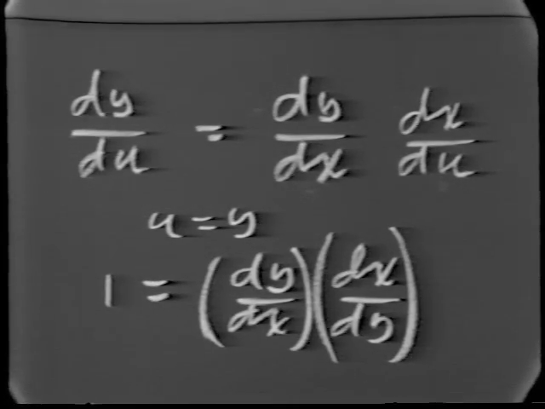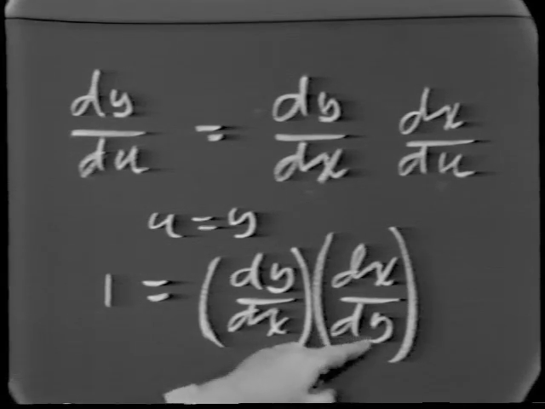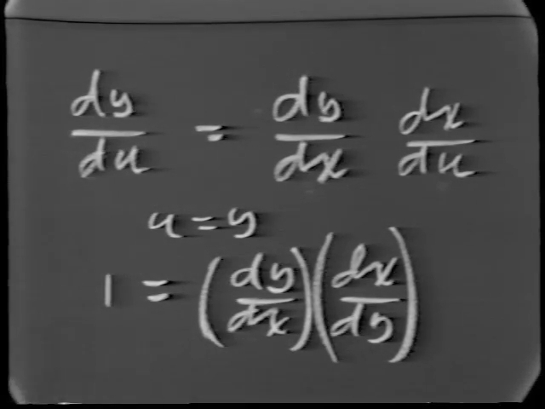And at first glance, it might seem that we've now rigorously proven the result that dx/dy and dy/dx are reciprocals of each other. The product is 1. The one logical hang-up that we have right now is simply this.